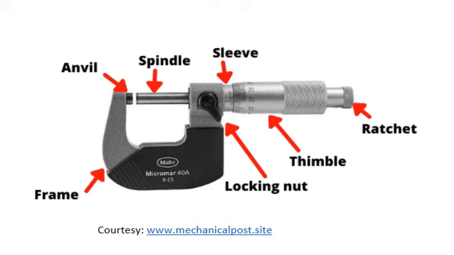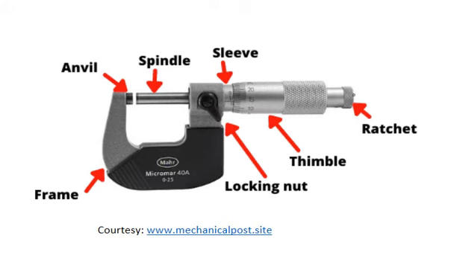As you see here, these are the main parts of the screw gauge. This part is called the anvil. This is called the spindle, and this is called the sleeve, on which you can see a scale called the pitch scale. Now this is the thimble, on which you will find the head scale. This is called the ratchet, locking nut, and frame. These are the main parts of a screw gauge.